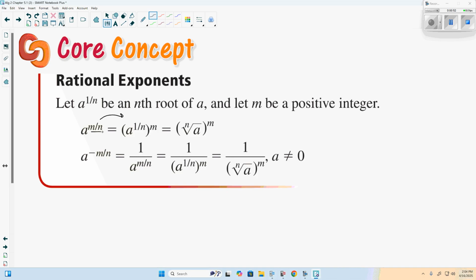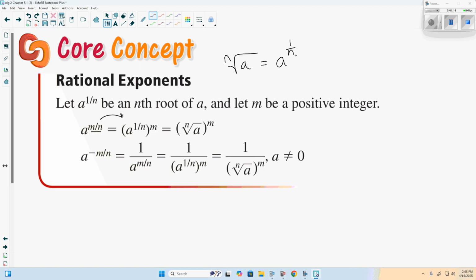And as we had yesterday, the nth root of a is the same as a to the 1 over n. Or we can also say that a to the 1 over n is the same as the nth root of a. The reason this is helpful is that if we're trying to simplify these fractional exponents without a calculator, it gives us an easier way to work this out.